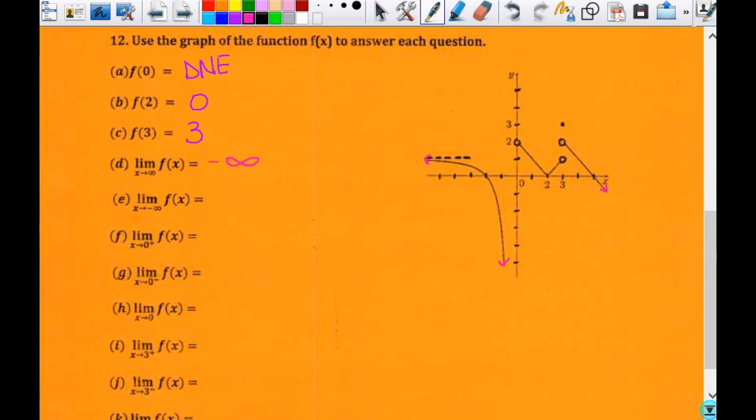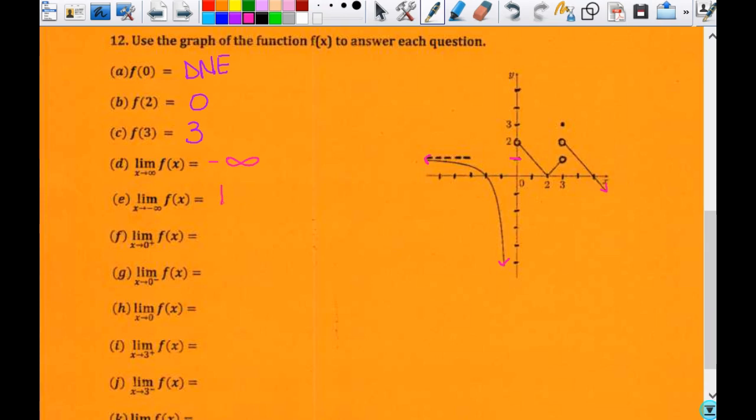All right, and so limit of f of x as x approaches negative infinity. All right, so as the x's get smaller and smaller and smaller, this is an asymptote, so we assume that it just stays there, and that's right there at 1. So as x gets smaller and smaller and smaller, the y values get closer and closer and closer to 1.